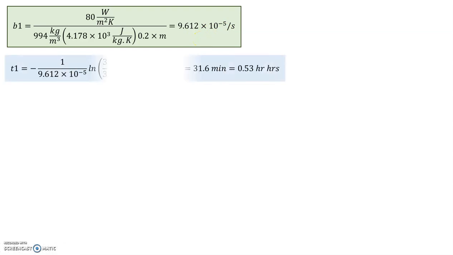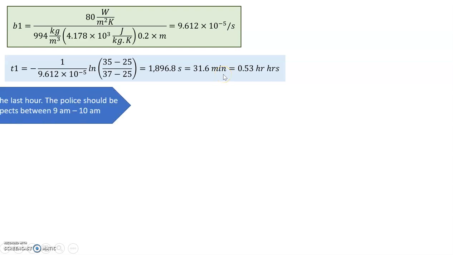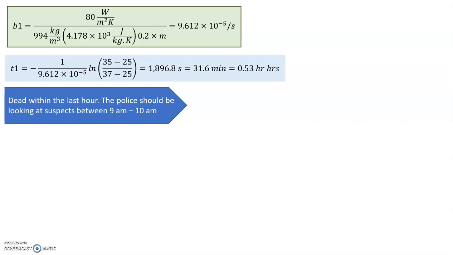You will substitute into 4.4 and you will get that the time of death is about 31.6 minutes before 10 a.m. when the body was found. So, dead within the last hour. The police should be looking at suspects between 9 a.m. to 10 a.m. That's for the first victim.